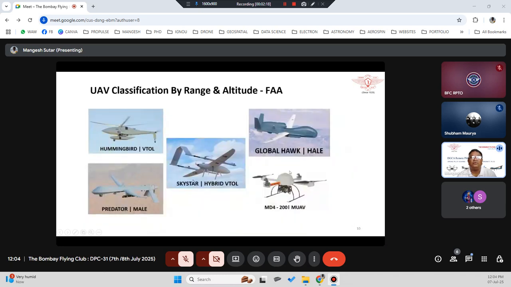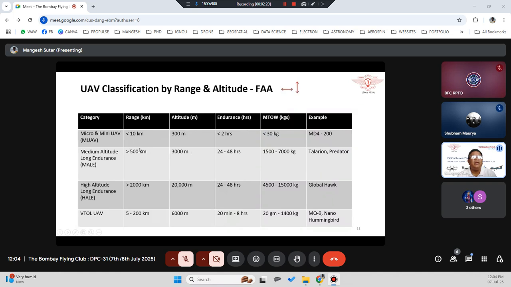Whereas if you see medium altitude, that is small, medium altitude long endurance, it can go up to 500 kilometers. Altitude it can go up to 3000 meters, that means 3 kilometers, and endurance capacity is almost 24 to 48 hours. It can carry weight from 1500 kilograms up to 7000 kilograms, like Talarion or Predator drones. Then high altitude, long endurance.